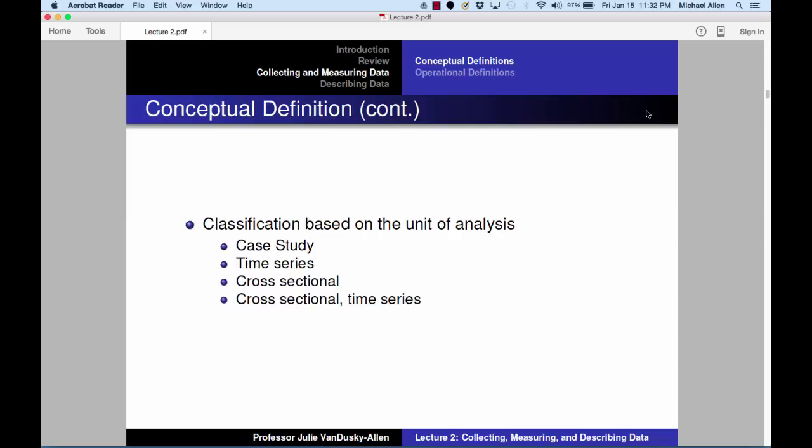If we only had one subject over multiple time periods, we would have a time series. If we have multiple subjects in one time period, we would have a cross-sectional dataset. If we have multiple subjects in multiple time periods, we would have a cross-sectional time series dataset.